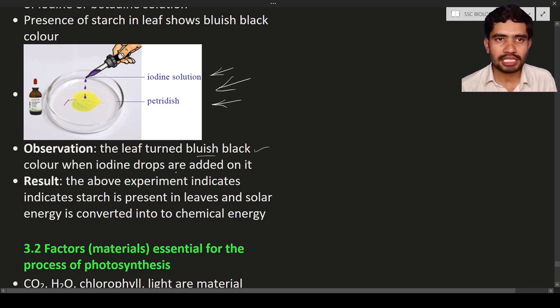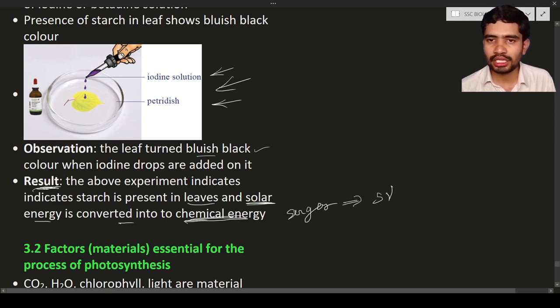So as a result we can confirm that the above experiment indicates the starch is present in the leaf, and this is the indication that solar energy is converted into chemical energy. So what is solar energy? Solar energy is nothing but sunlight. Here the sunlight is converted into chemical energy. Chemical energy is nothing but a sugar. What is the sugar? The sugar is starch.